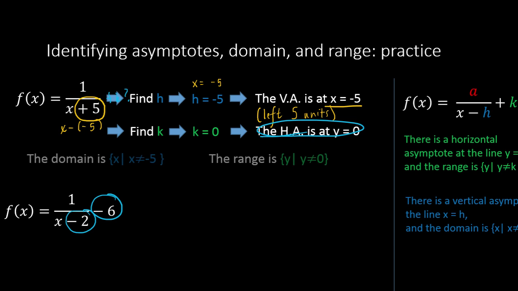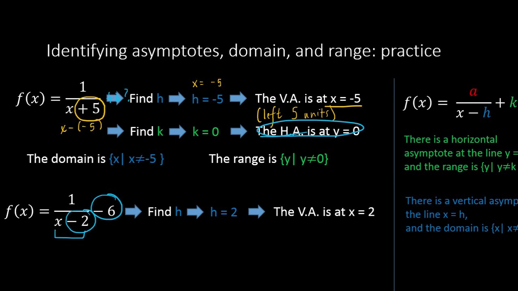Alright, moving forward. Let's talk about f of x equals 1 over x minus 2, minus 6. Again, starting with h, I've got this written in the correct subtraction form, so that means that h equals 2. If h equals 2, that means that there is a vertical asymptote at x equals 2. Now I've also got k. K in this case does have a value that's easy to see. It's equal to negative 6. So I've got a horizontal asymptote at negative 6.